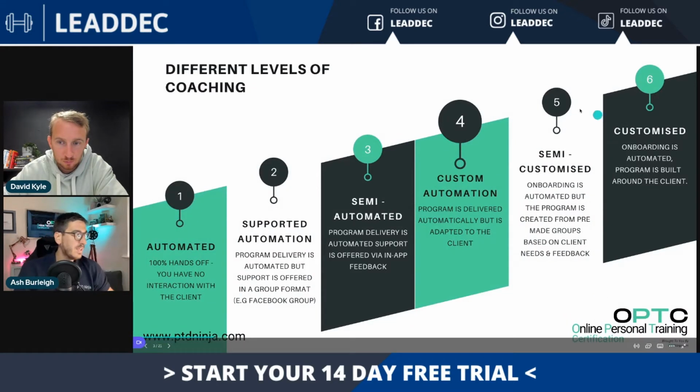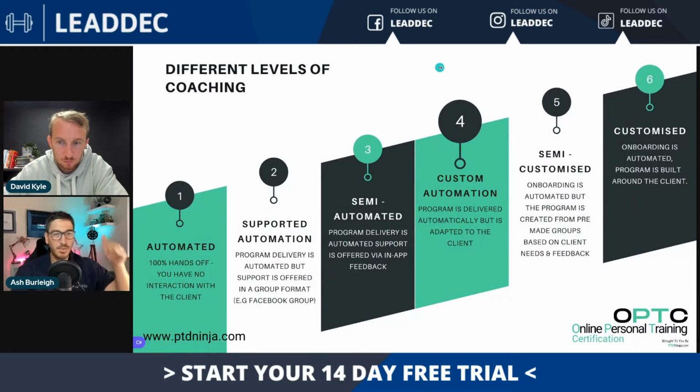So as you can see here on the screen, these are the 6 different levels of online personal training, starting from the bottom right away to the top. Now, just because one's at the bottom and one's at the top doesn't necessarily mean one's better than the other. It's just a different approach. And I want to quickly run through these with you and talk about what things you need to think about and include when it comes to your online personal training programs.